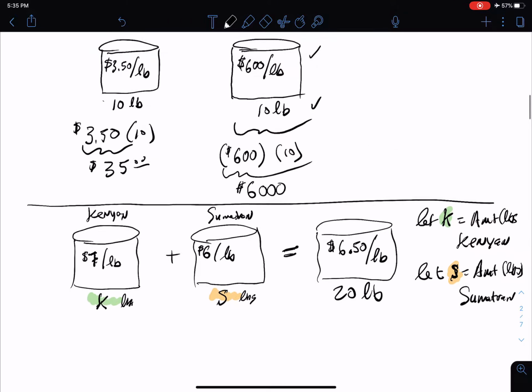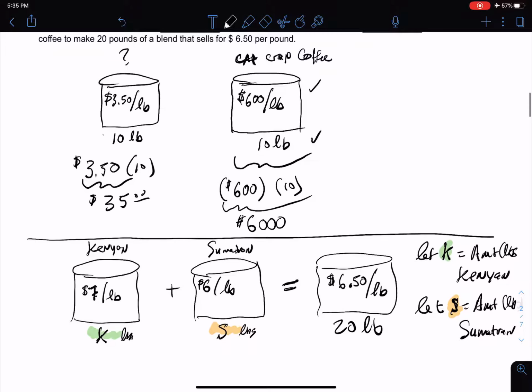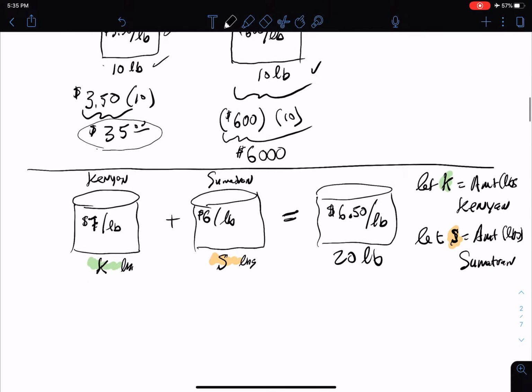So now remember up here where I did my cat crab coffee and this other unknown coffee. What could be worse than the second one? But anyways, to get the total price of that coffee, you have to multiply the amount times its rate, right? Price per pound. So we're going to do the same thing here.